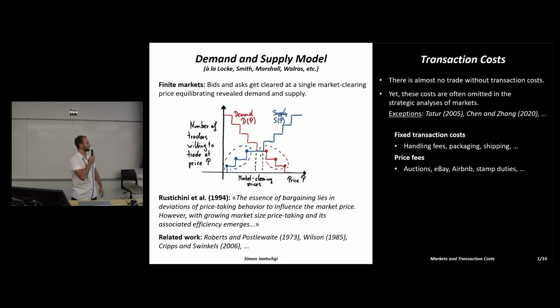That is, transaction costs in the form of price fees. You can find this in art auctions for auction houses. eBay also charges price fees for different classes of items. Airbnb has a 12.4% service fee, but also stamp duties or taxes can be thought of as price fees.